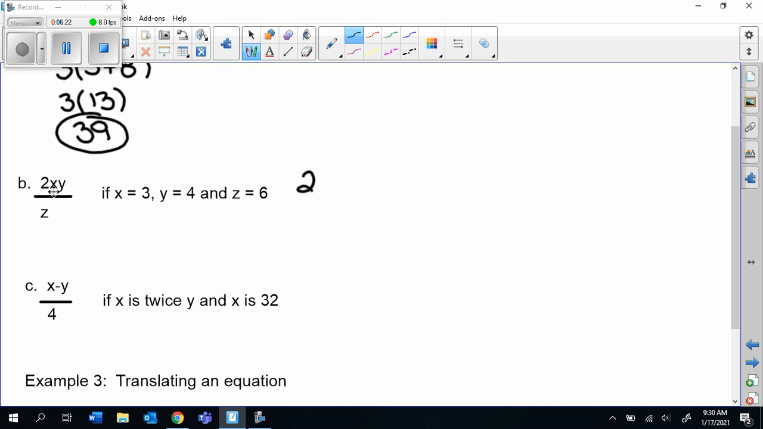So I am going to replace x with 3. I'm going to replace y with 4. And since all of these variables are smushed together like that, it implies multiply. So I'm going to multiply all those things. And then at the end, I'm going to replace that z and divide by 6. So let's simplify the numerator. 2 times 3 is 6. 6 times 4 is 24. 24 divided by 6 is 4.